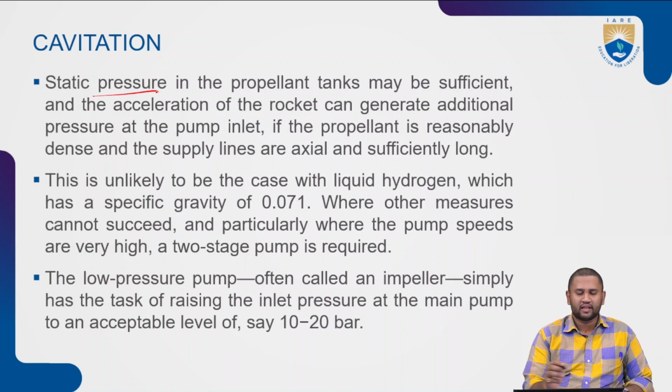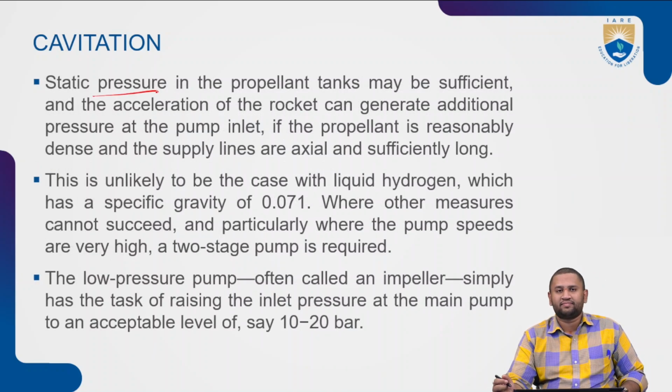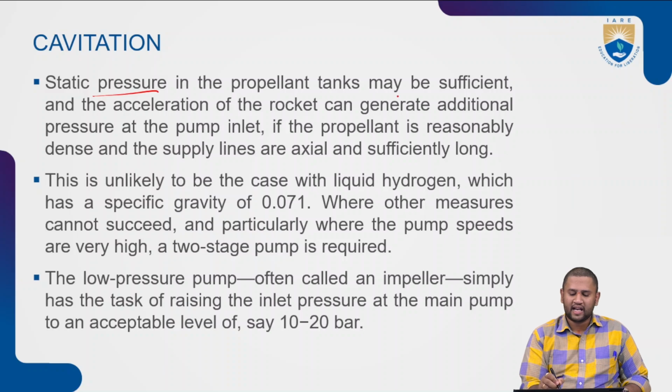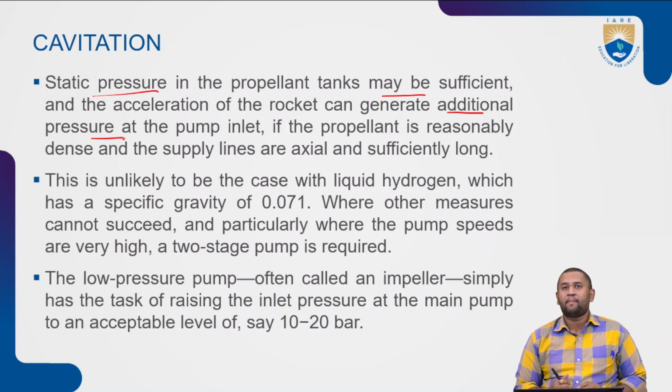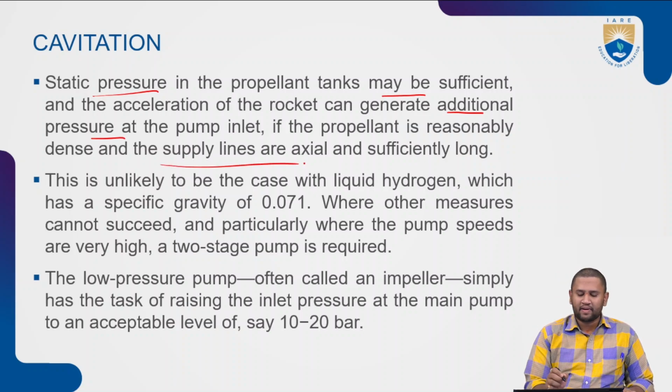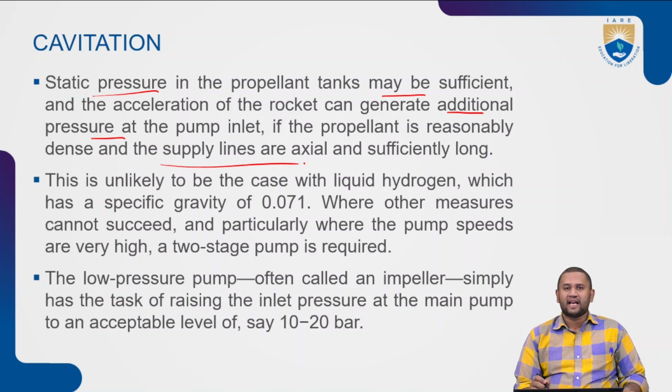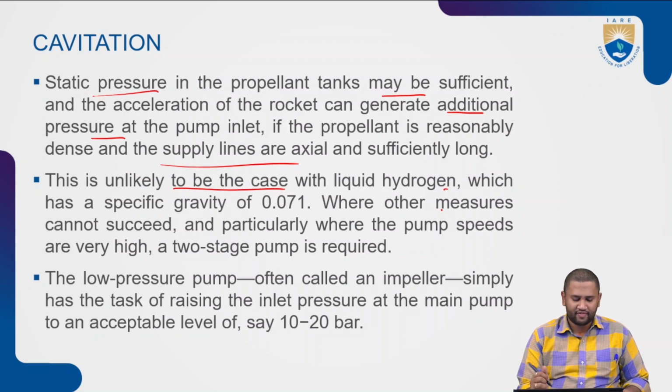First is to maintain the static pressure. The static pressure in the propellant tanks may be sufficient, and the acceleration of the rocket can generate additional pressure at the pump inlet, if the propellant is reasonably dense and the supply lines are axial and sufficiently long. This is likely to be the case for liquid hydrogen, which has a specific gravity of 0.07, and where other measures cannot succeed.